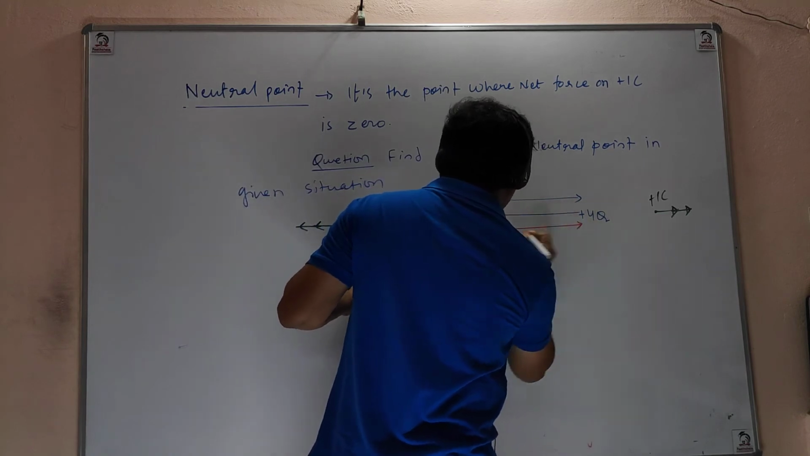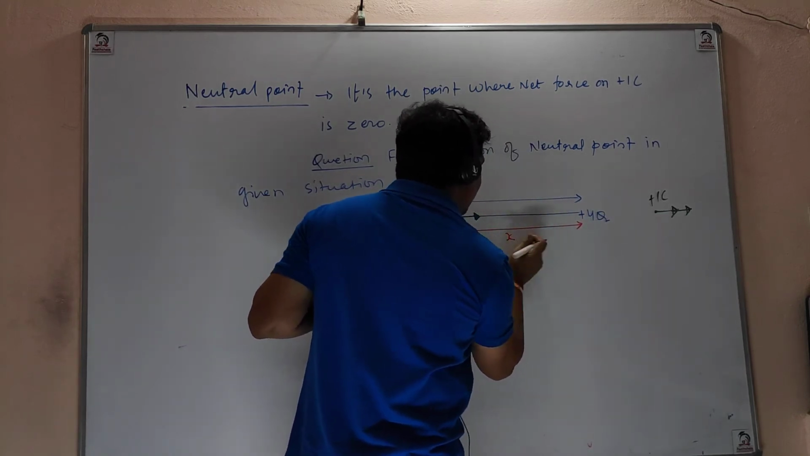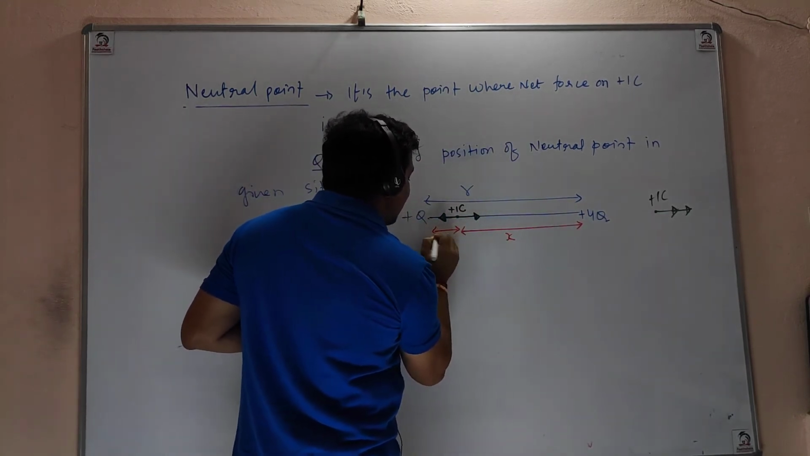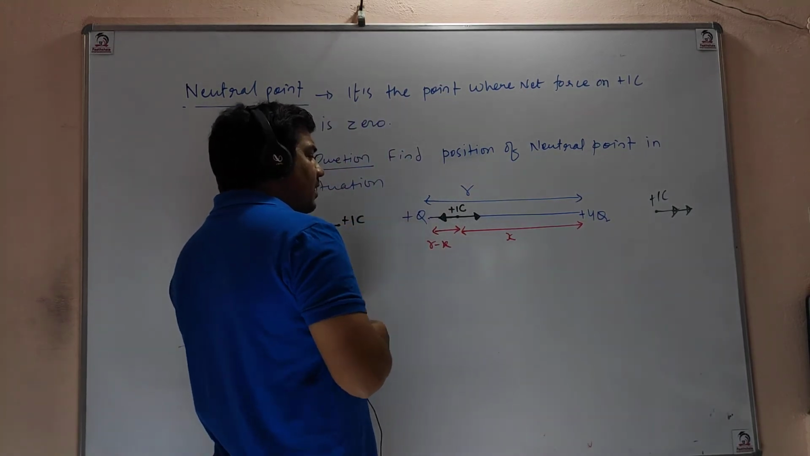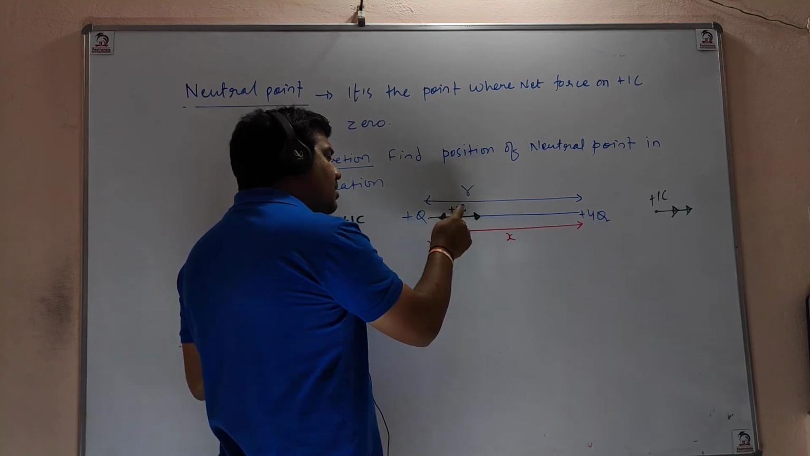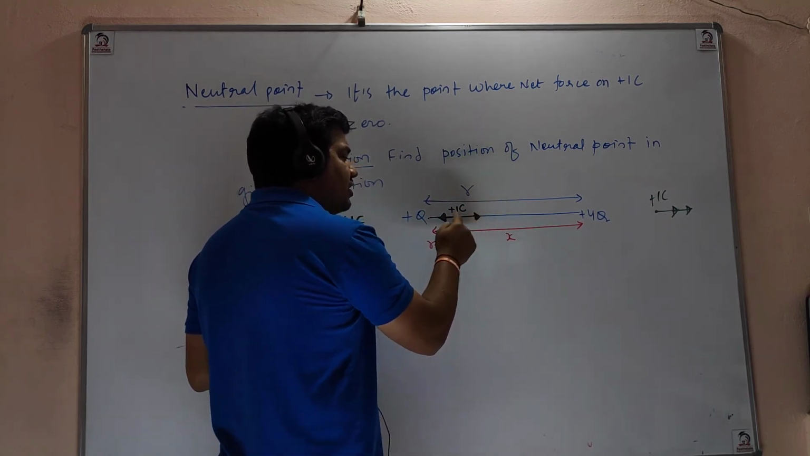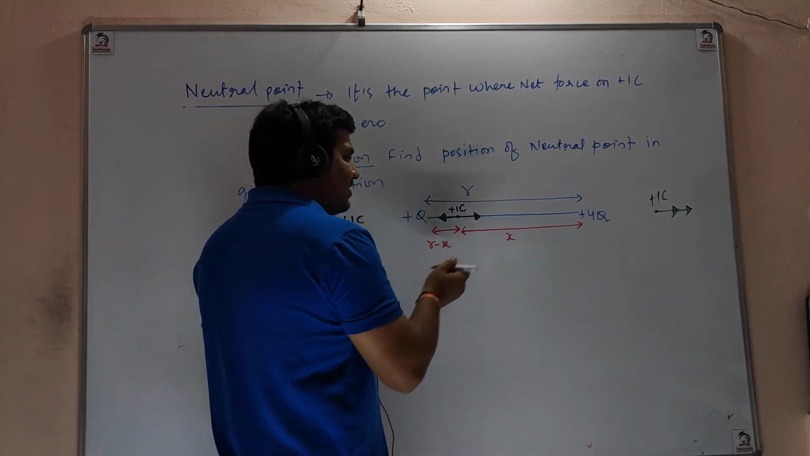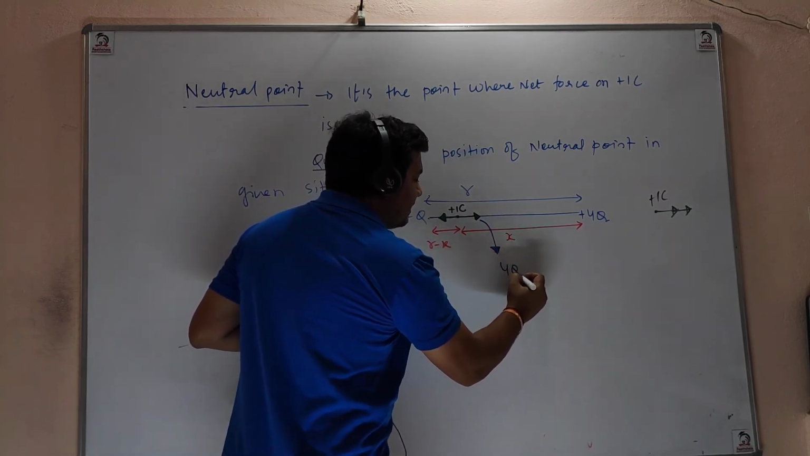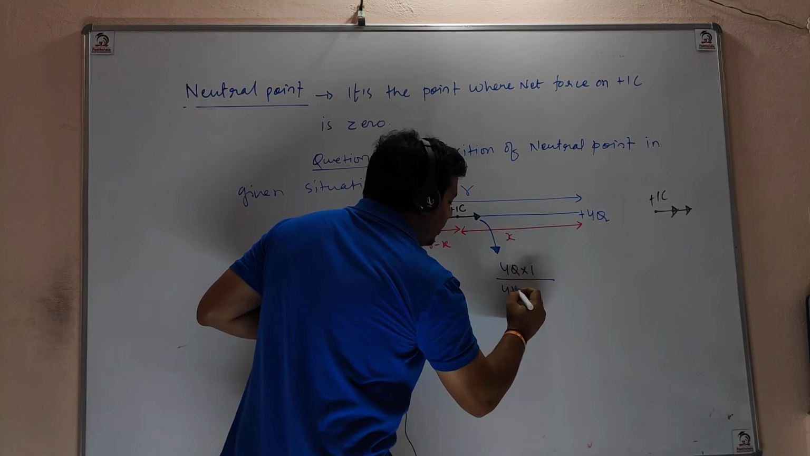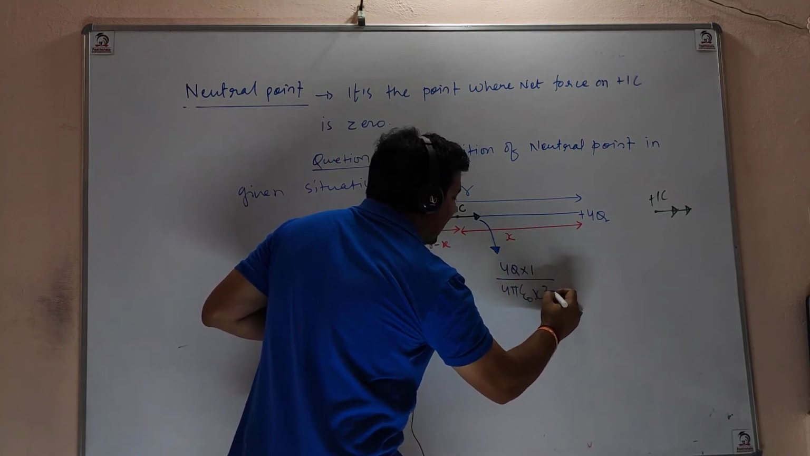Suppose this distance is x and this distance is r minus x. Agree? So net force will be 0 on plus 1 coulomb if right hand side force is equal to left hand side force. So what is right hand side force? Q1 into Q2 divided by 4 pi epsilon naught x square.